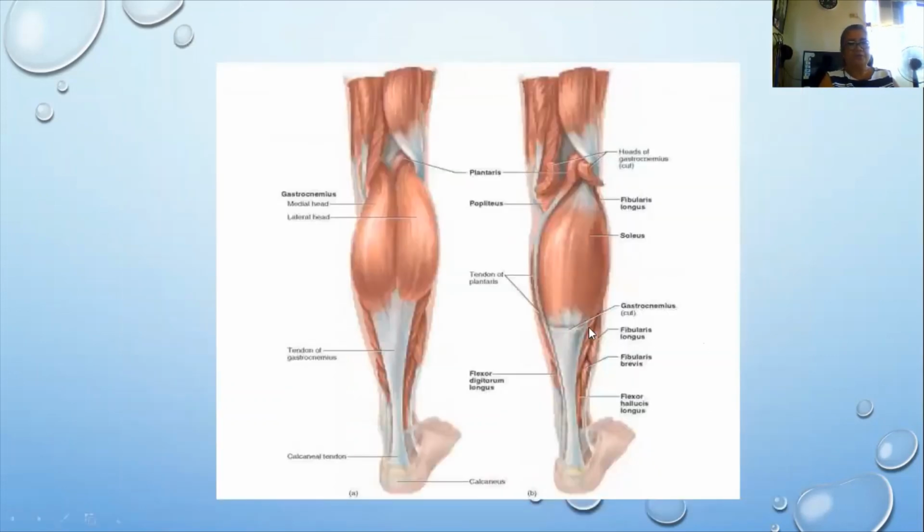So this is just a repetition, the superficial group. The gastrocnemius has been cut to show the soleus muscle. This is your calcaneal tendon. This is otherwise known as the Achilles tendon.